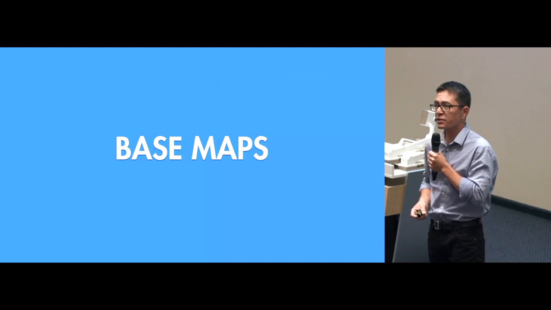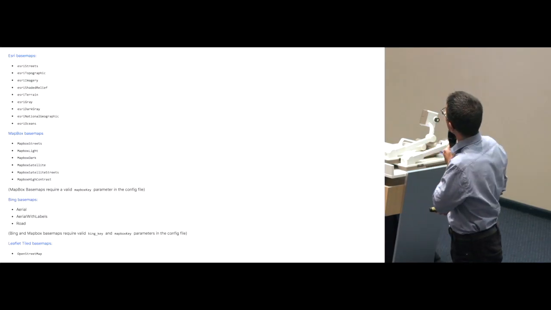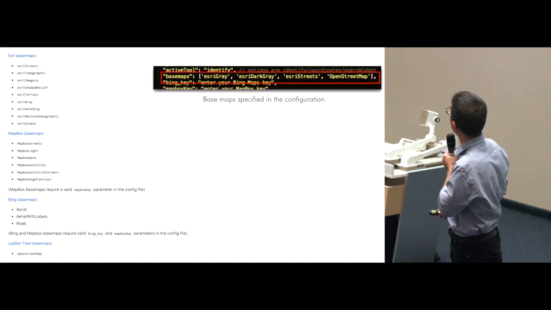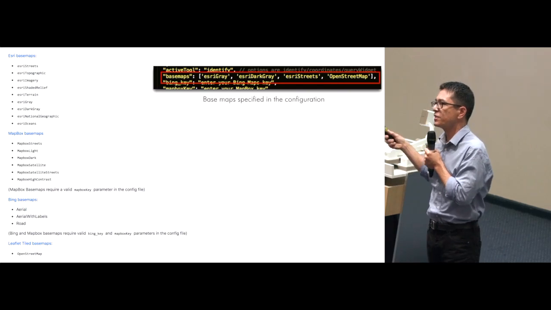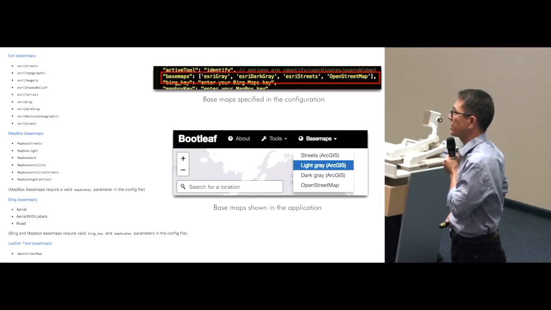A bunch of base maps are also supported too. So we support base maps from Esri, Mapbox, Bing, or Leaflet tiled base maps. All we need to do in our config file is just have an array of which base maps we want, and those are the base maps that will appear in the dropdown within the application.